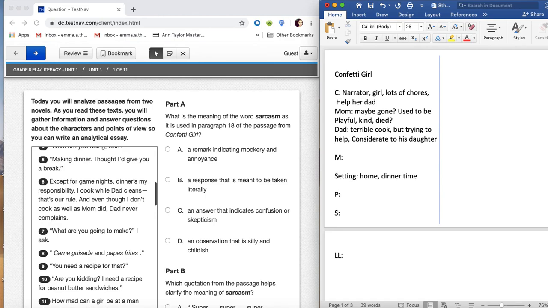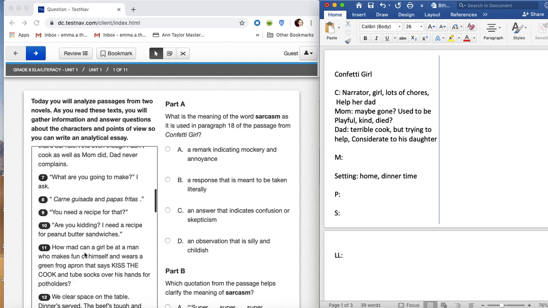I also learned a little bit more about the narrator through her internal thoughts. Back up in line, where was it, in 11? Oh yeah, "How mad can a girl be at a man who makes fun of himself, wears an apron, tube socks for pot holders?" This is making me think that the narrator really loves her dad. She kind of like adores him. Adores her dad and the effort he's making. I don't know anything about their motivations yet or a problem, so I'm going to keep going.